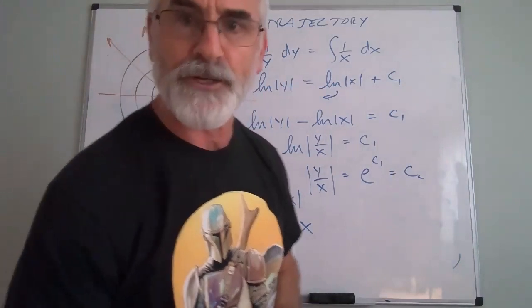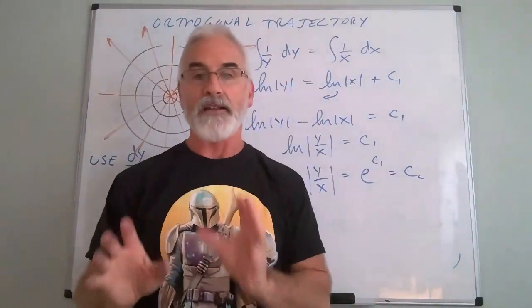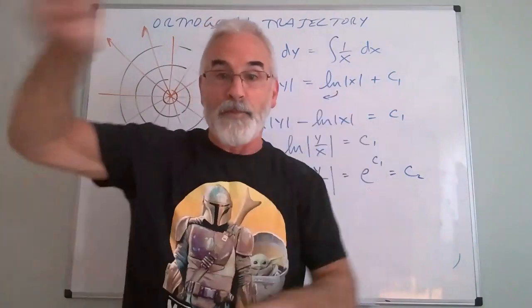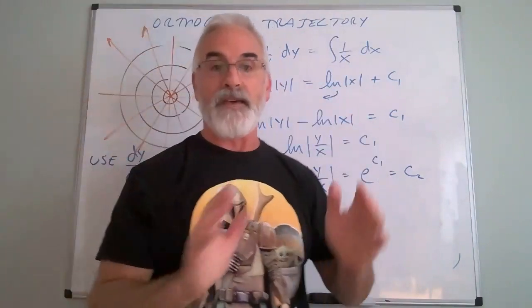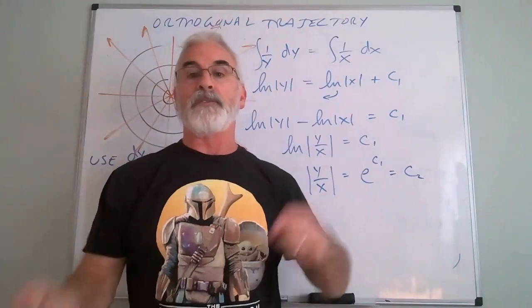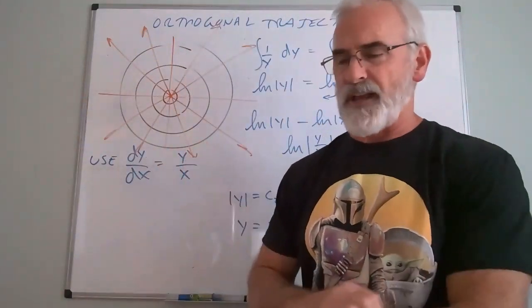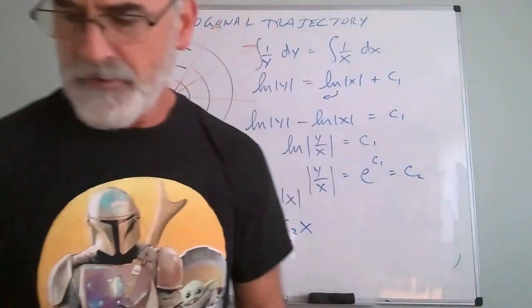So orthogonal trajectories are, we find dy dx for the original function, then flip it over, change the sign, and we solve that separable differential equation to find this family of curves that are orthogonal to all my original curves. So it's a kind of a cool application, okay?